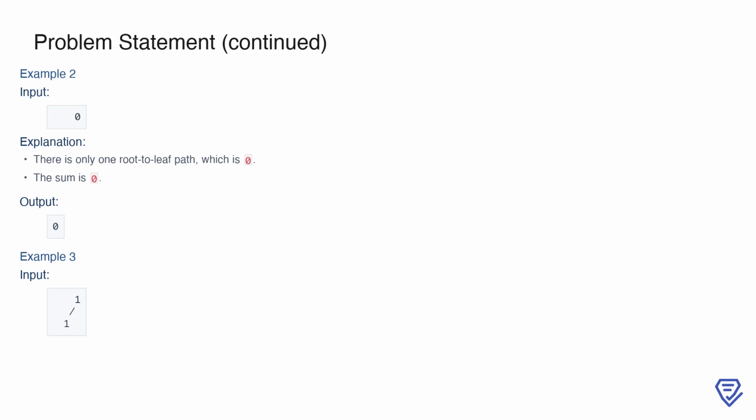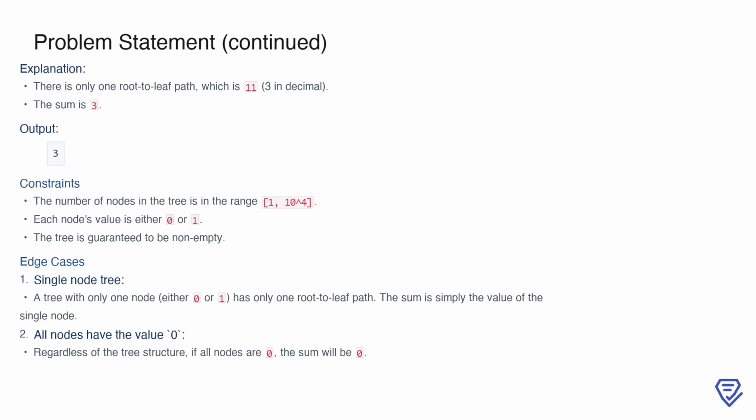In another example, we have a tree where the root node is 1 and it has a single left child, also with the value 1. For this second example, there is again only one root to leaf path, which is 1-1. This path forms the binary number 11, which is equal to 3 in decimal. As there are no other paths, the sum of all root to leaf binary numbers is just 3. Hence, the output for this example is 3. With these examples, we see how to compute the sum for both simple and slightly more complex trees. Next, we'll consider some constraints and edge cases to keep in mind when solving this problem.